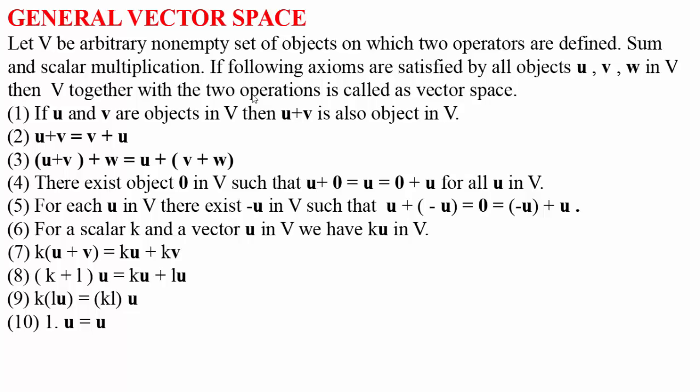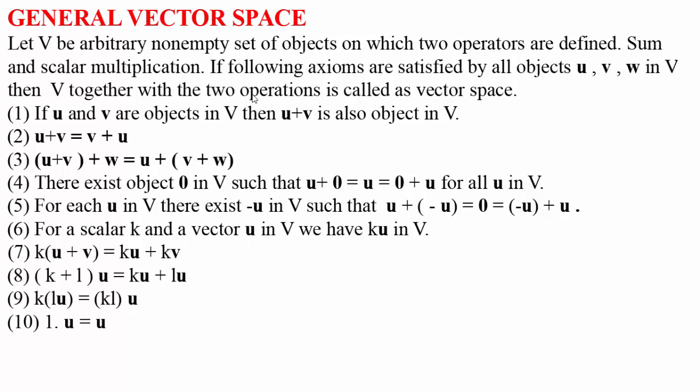That means scalar multiplication is closed. If k is any scalar, and u is a vector in a set V, then the scalar multiple of the vector u, that is ku, is also in set V.